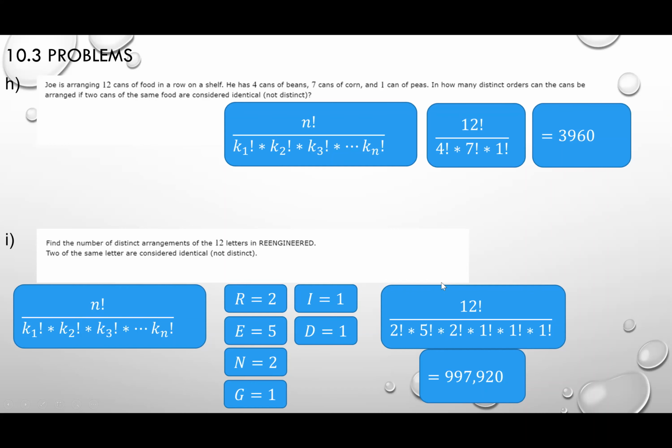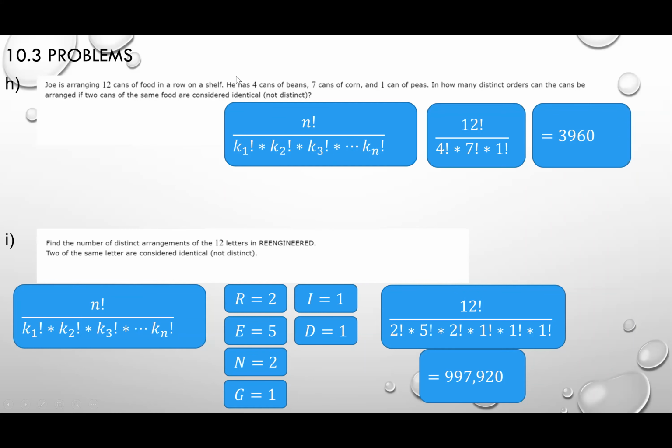So this is what they tell you: in order to find a distinguishable arrangement, you take the total items and divide by each individual factorial. And again, you can find the factorial notation in your calculator. And you can take this item and divide it, okay?